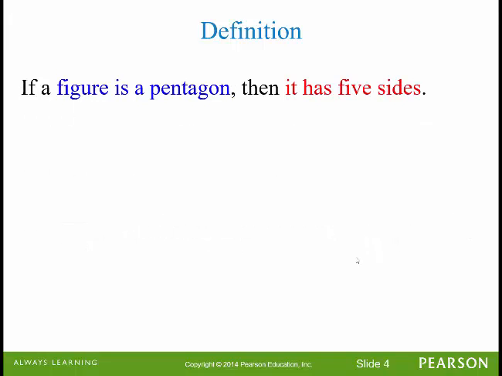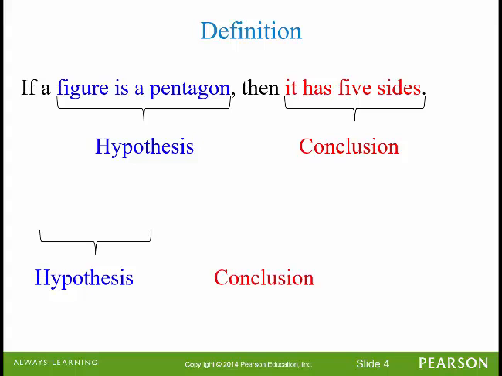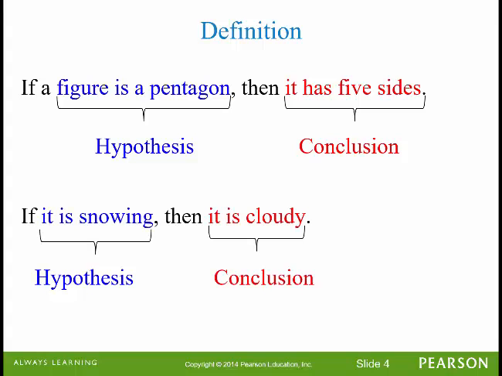So for example, if a figure is a pentagon, then it has 5 sides. This is our hypothesis, right, that a figure is a pentagon, and then the conclusion here is that it has 5 sides. So a hypothesis and a conclusion. Let's do another example. If it is snowing, right, that's my hypothesis, then the conclusion is it is cloudy. Right, so if it comes after the if, it's the hypothesis. If it comes after the then, it is the conclusion.